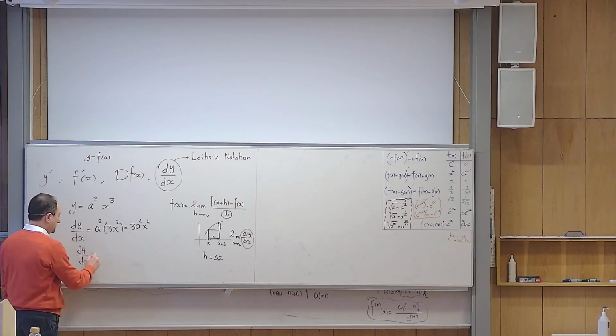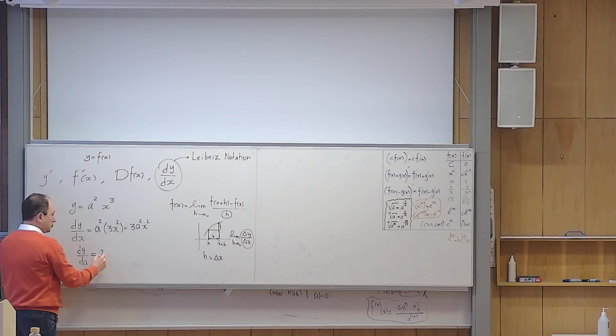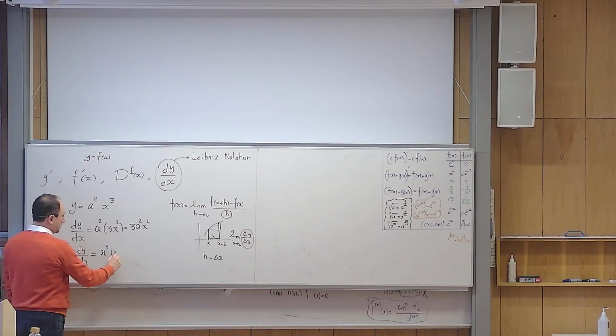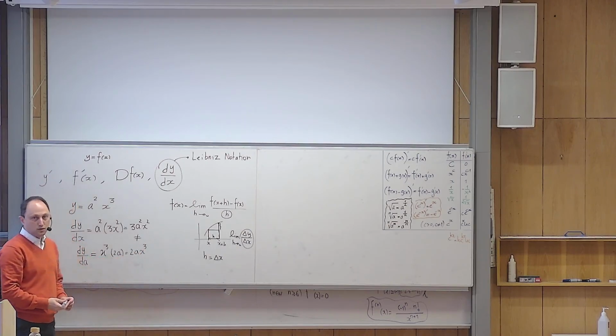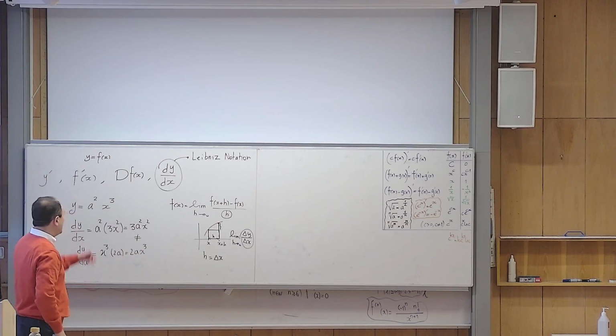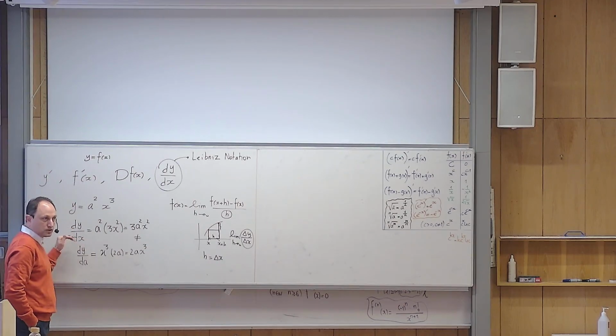Now can you tell me what the answer to this is? x to the power of 3 plays the role of your constant now. The derivative of a squared is exactly 2a, and the answer is 2a x cubed. And they are different. So that is why sometimes when you have more than one variable and you want to be explicit about the name of the variable, this is a good symbol.